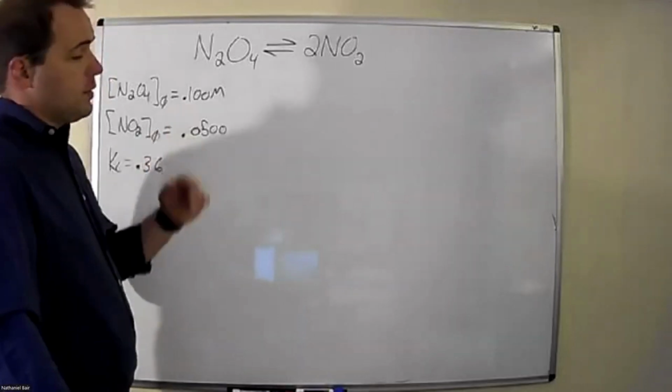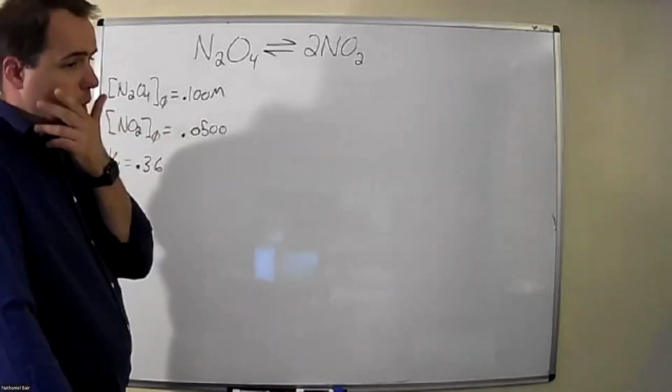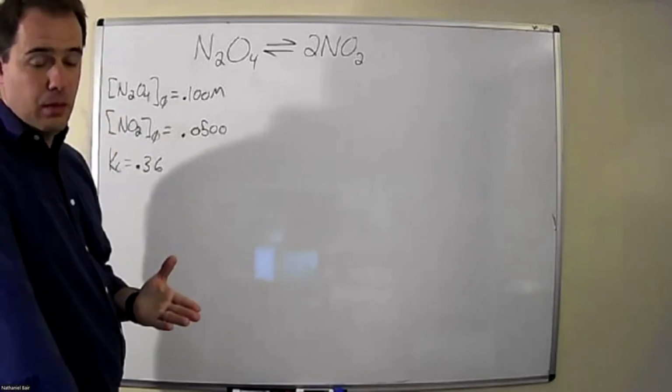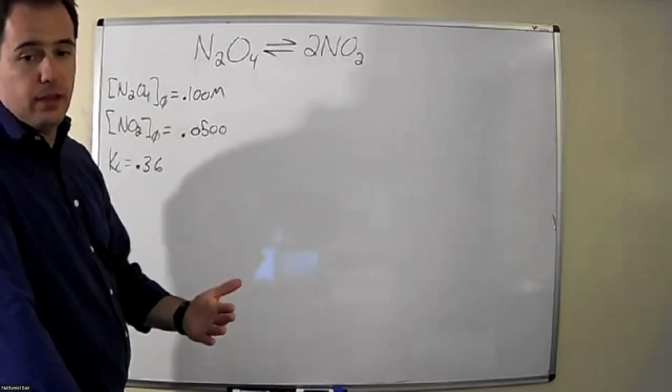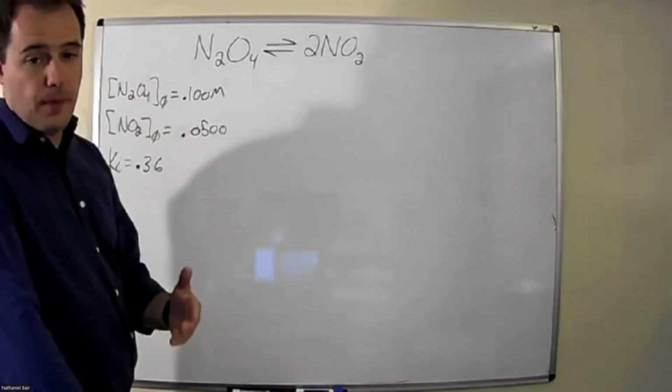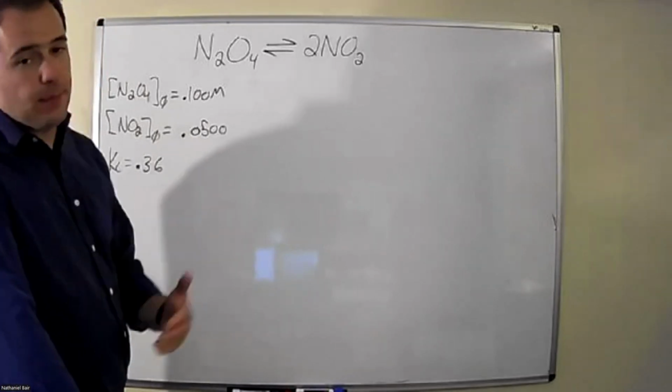We got an initial concentration of everything. And I want to know at the end of the day, how much of each of these is going to be left when the reaction's done reacting if it has an equilibrium constant of 0.36. We got a lot of steps.